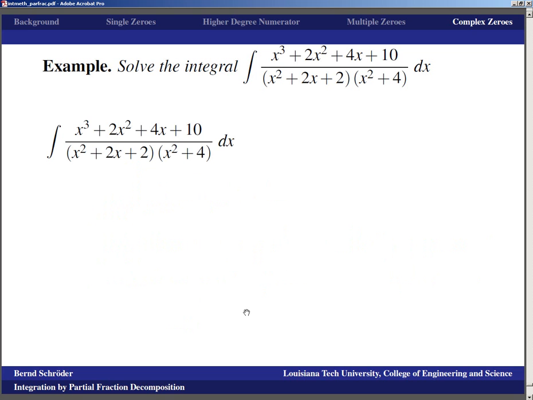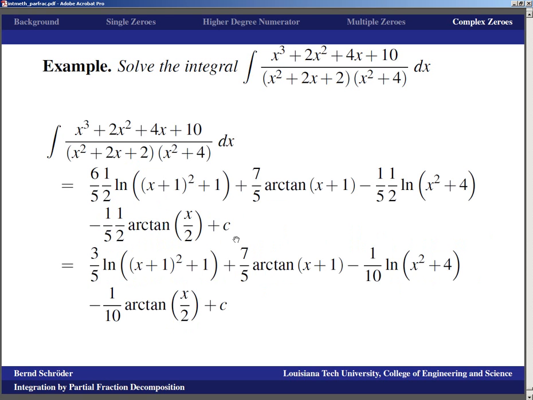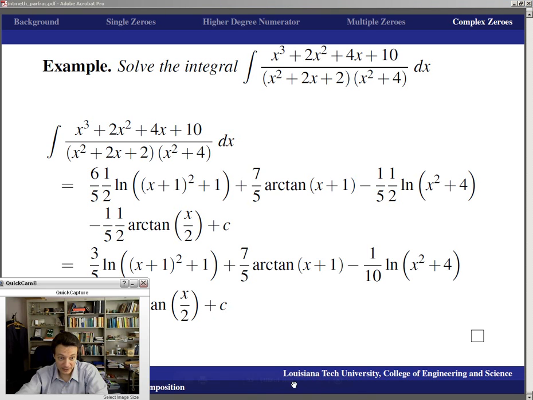And just to work out the numbers one more time, basically that's now just quite trivial. We combine the fractions, of course, so the final answer here is 3/5 ln x squared plus 1 plus 7/5 arctangent x plus 1 minus 1/10 ln x squared plus 4 minus 1/10 arctangent x over 2 plus c. And that's it.